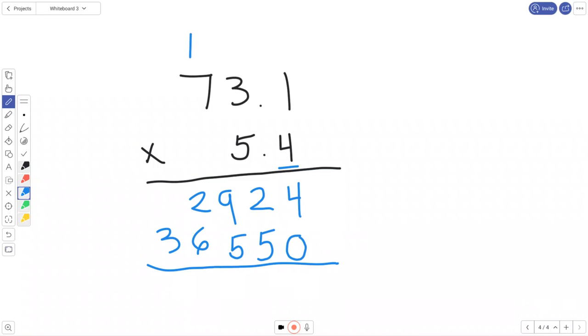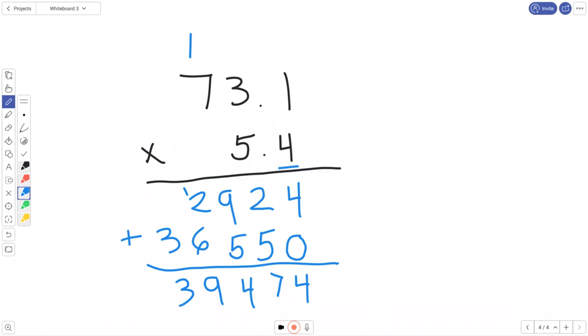4 plus 0 is 4. 2 plus 5 is 7. 9 plus 5 is 14. Carry the 1. 6 plus 2 is 8. Plus 1 more is 9. 3 plus that blank spot is 3. Okay? Now, we don't have the right answer here.